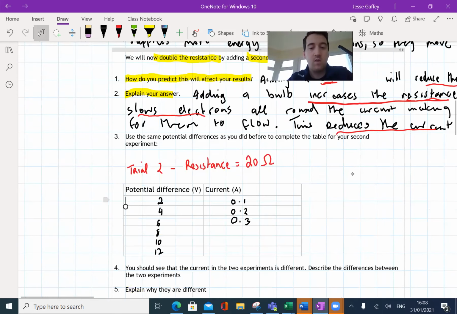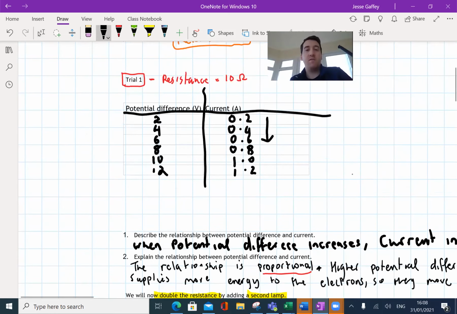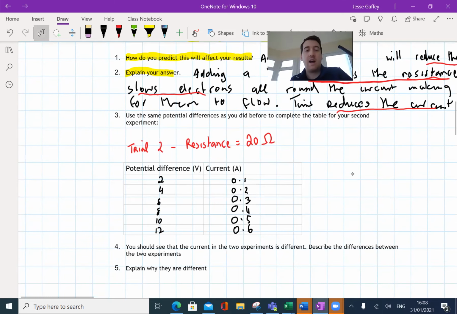This would have been 0.4. This would have been 0.5, and this would have been 0.6. So it's basically half the current of the first time. So we've doubled the resistance, and that caused the current to halve.